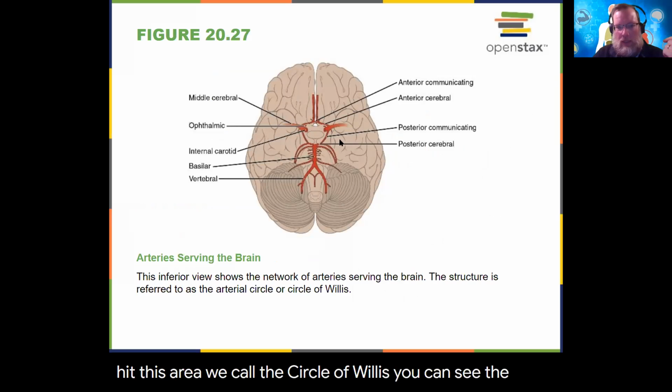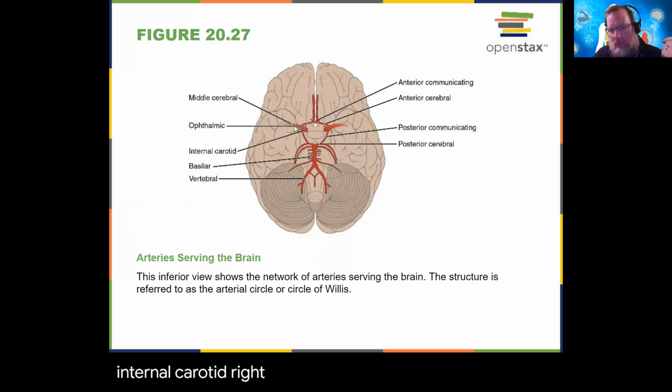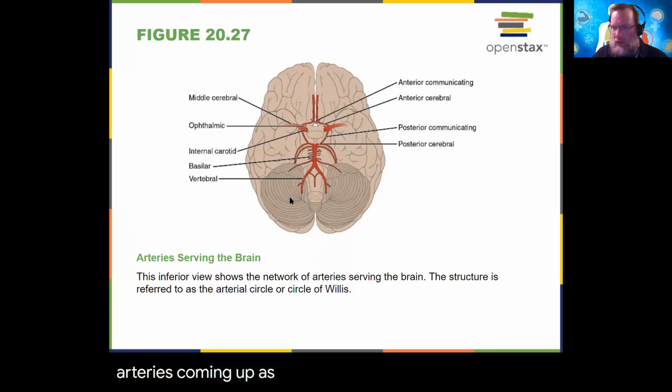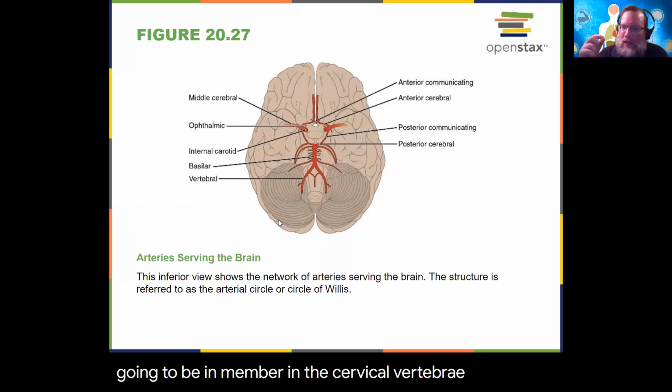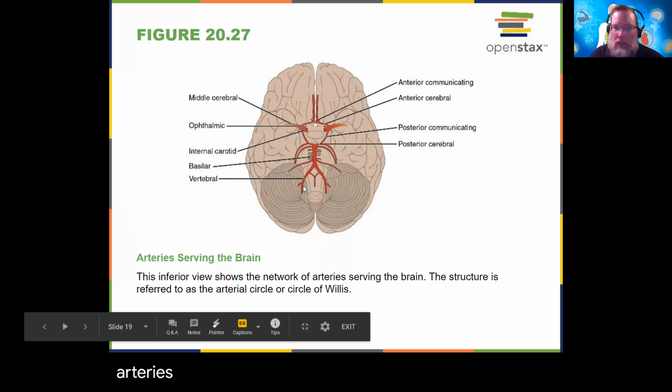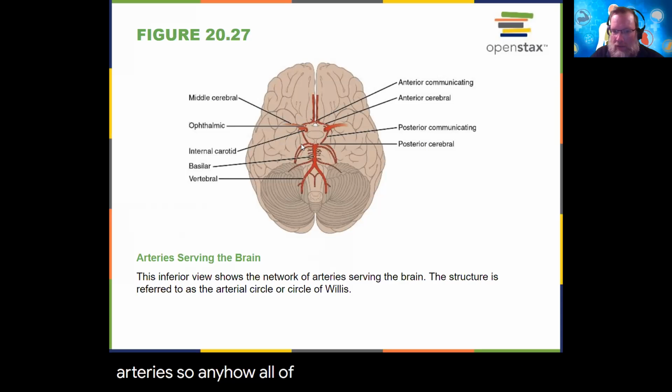Okay, you can see the internal carotid right here comes up, and the blood's going to kind of distribute around. We also have vertebral arteries coming up as well. Remember, in the cervical vertebrae, we had those transverse foramen, not the vertebral foramen, which is where the spinal cord goes. The transverse foramen, the little holes off to the sides of the cervical vertebrae, that's where you find the vertebral arteries. So anyhow, all of that internal carotid bringing blood up, circle of Willis.